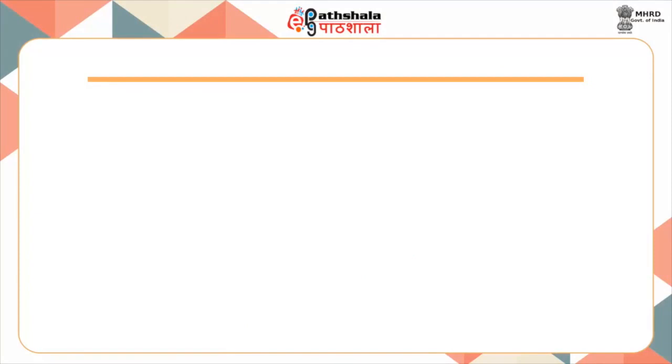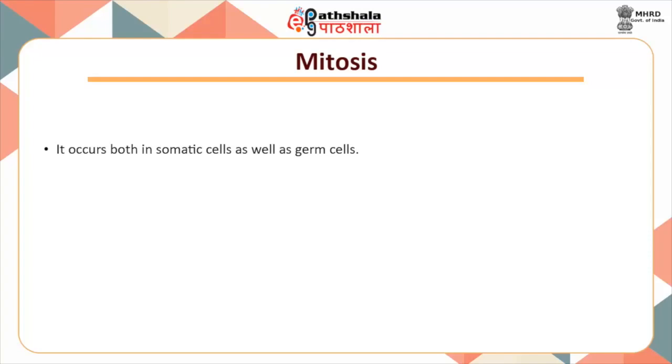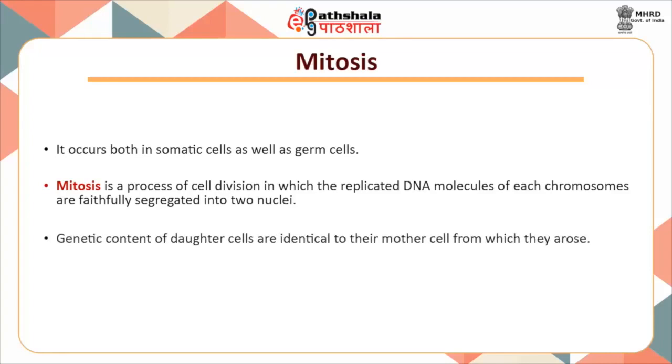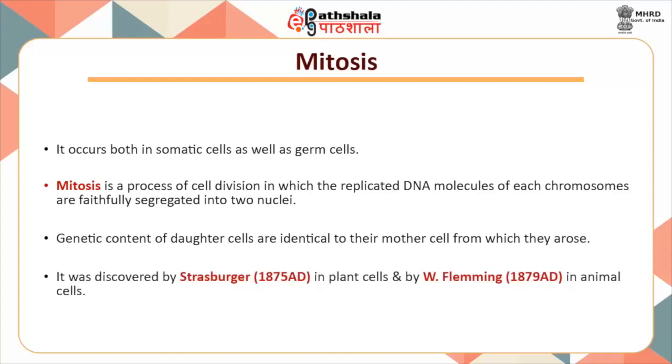So let's begin with mitosis. This type of cell division is observed in both somatic as well as germ cells. It involves faithful segregation of replicated DNA molecules of each chromosome into 2 nuclei, and daughter cells, which are formed, are identical to the mother cells from which they arose. It was discovered by Strasburger in plant cells and by Walter Fleming in animal cells.